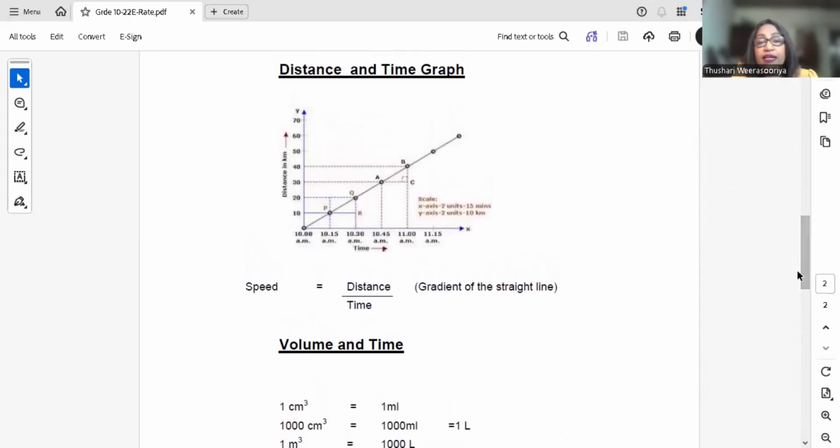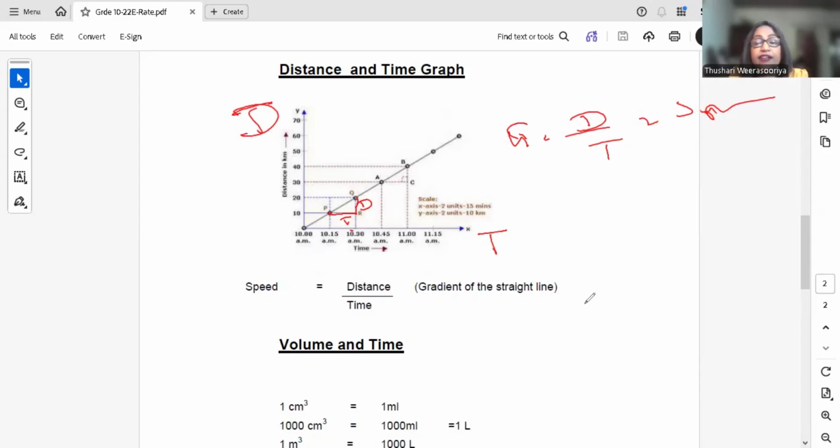Next one, distance and time graphs. Distance and time graphs means we draw distance and time. This is time, T, and this is distance. When you draw distance against time, we get the gradient. When you divide, gradient gives distance divided by time. Actually, that is the speed. If you want to find the speed of this time slot, you find the gradient of the straight line.